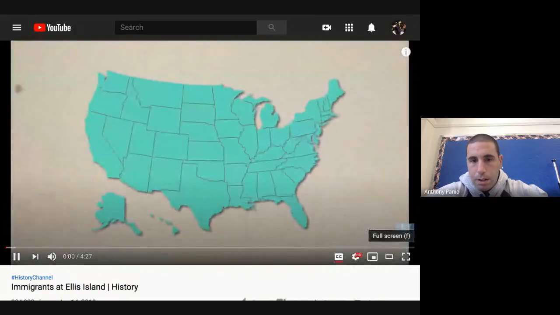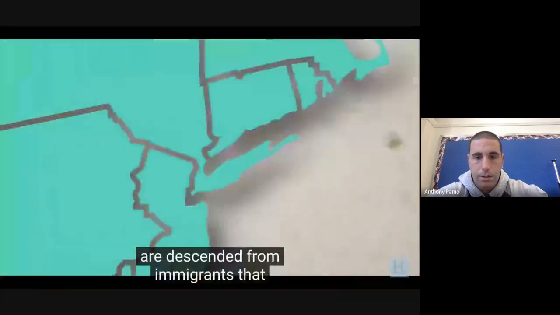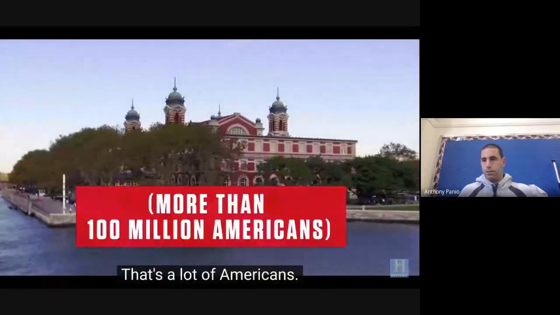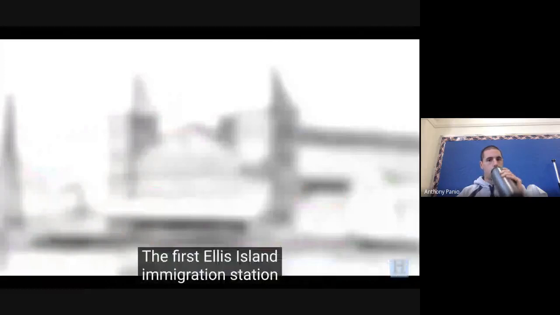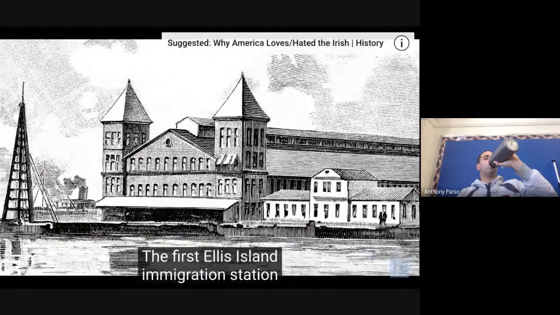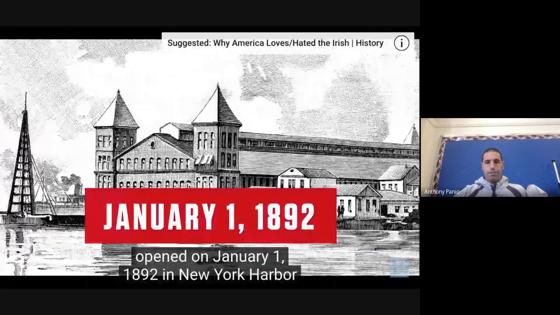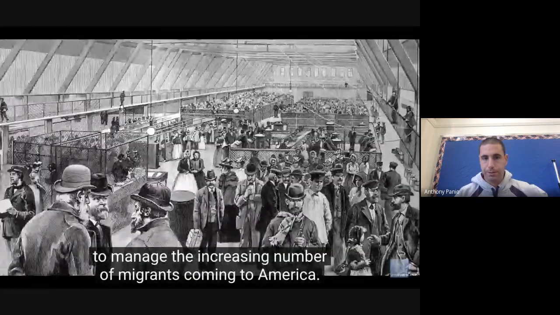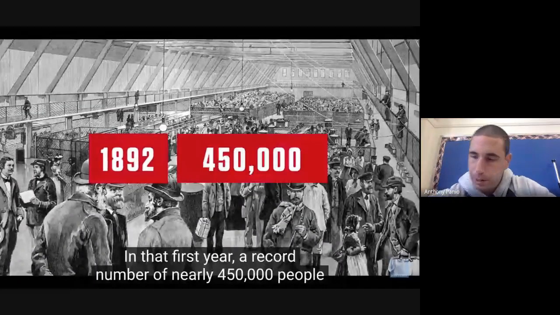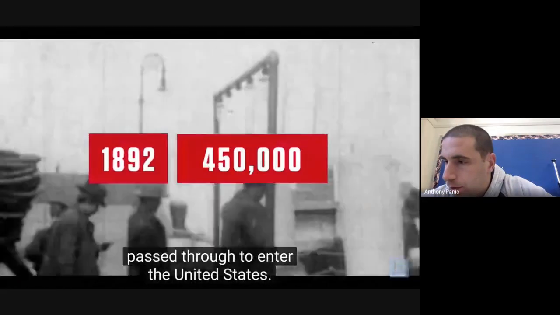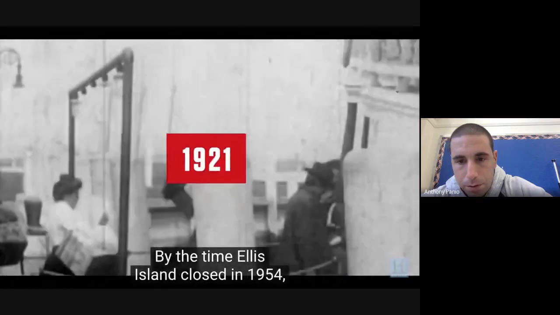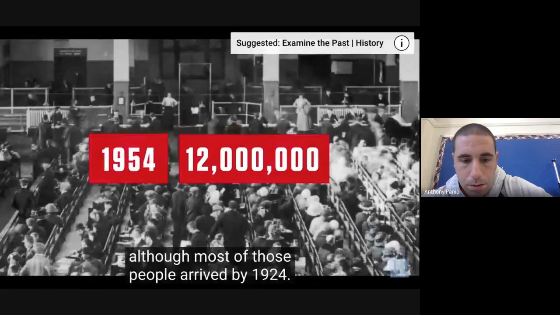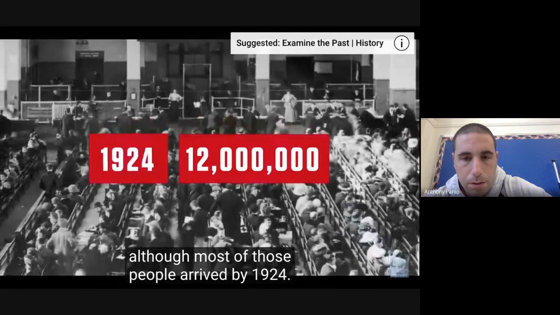An estimated 40% of Americans are descended from immigrants that passed through Ellis Island. That's a lot of Americans. The first Ellis Island immigration station opened on January 1st, 1892 in New York Harbor to manage the increasing number of migrants coming to America. In that first year, a record number of nearly 450,000 people passed through to enter the United States. By the time Ellis Island closed in 1954, that number had reached 12 million, although most of those people arrived by 1924.